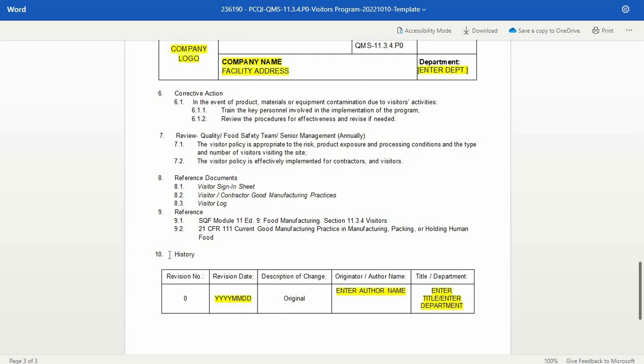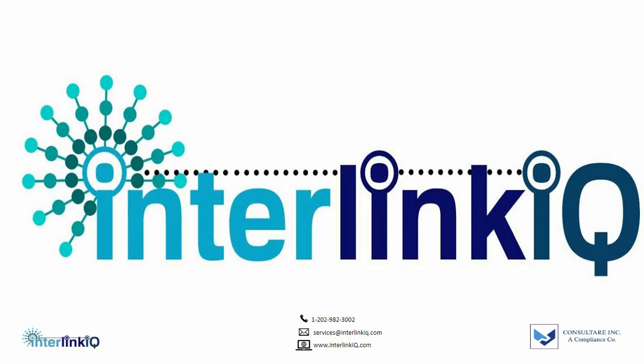Lastly, history. The history section is where we can update the program if there are any changes or revisions made in the document. If there is a revision, enter the revision number, followed by the revision date, the description of the change made, then the name of the author or the originator, and the title or department of the author or the originator.